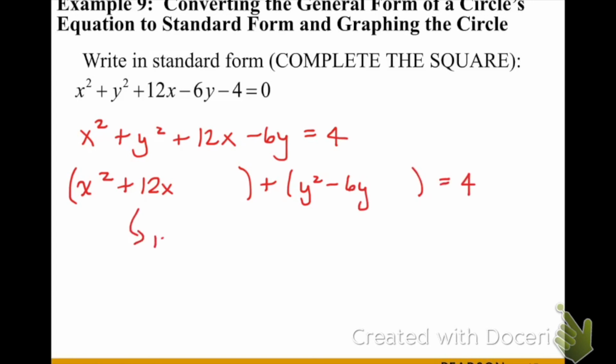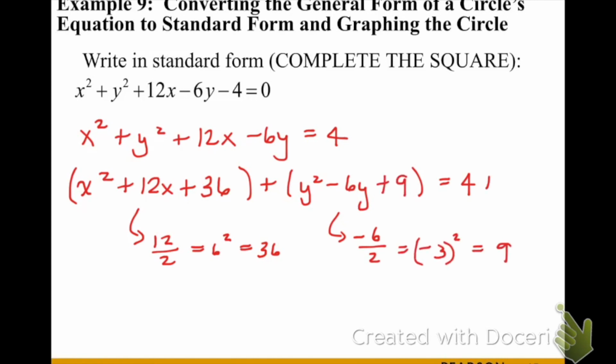And from here then we want to go ahead and complete the square. Divide the middle term by 2, which gives us 6, and then we're going to square, giving us 36. Then we're going to add that to both sides of the equation. Similarly, we're going to do the same thing with the y. Divide the negative 6 by 2, giving us negative 3. And if we square that, that's going to be in parentheses, so it's going to give us a positive 9. And so we're going to add 9 to both sides.